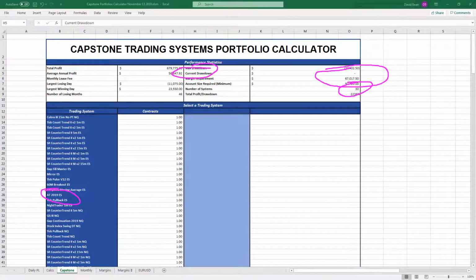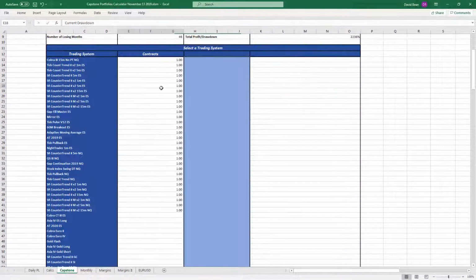I'm going to show you the difference between AT 2019 and AT 2020 in this setup. So if you scroll down and we take this out, in the past I've had this as just a non-decimal number, an integer, but I've set this up to use micros. If you want to trade 1 micro, 0.1 would be 1 micro, 0.2 would be 2 micros, 0.3 would be 3 micros, and so on and so forth.